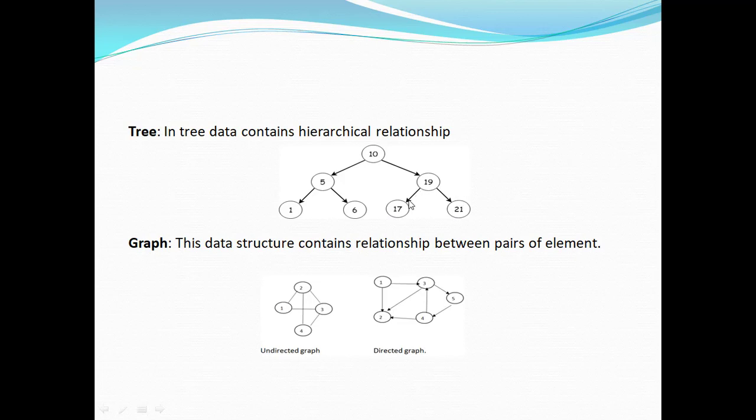Then we'll see the graph. Graph is a non-linear data structure capable of representing many kinds of physical structure. It consists of vertices and edges. Here 1, 2, 3, 4 are vertices and the connections between 1 and 2, 2 and 3 are called edges.